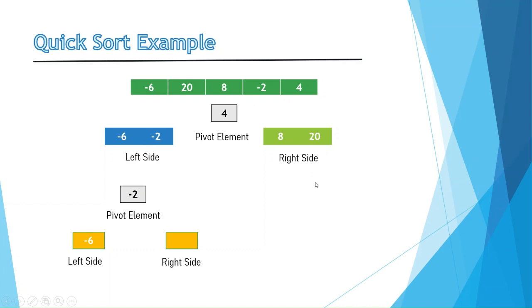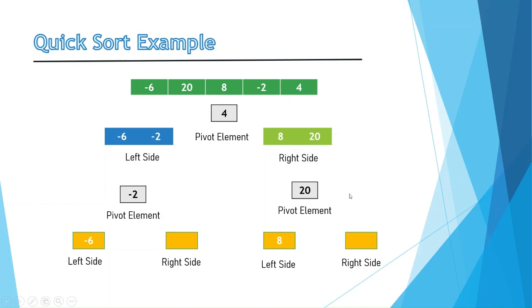Now we move on to our right side array, which is 8 and 20. So what should be the pivot element? Our pivot element is the last element, which is 20 in our case. Then 8 is smaller than 20, so it is on the left side. And on the right side we don't have any element because it is the end of our array.